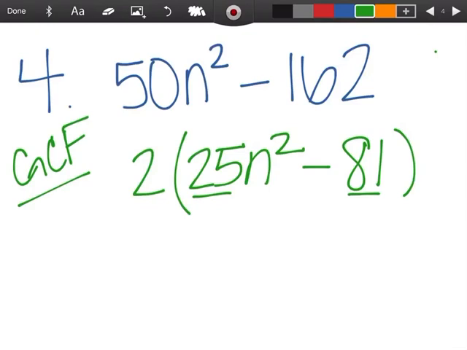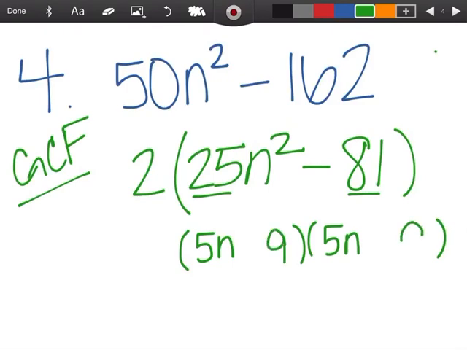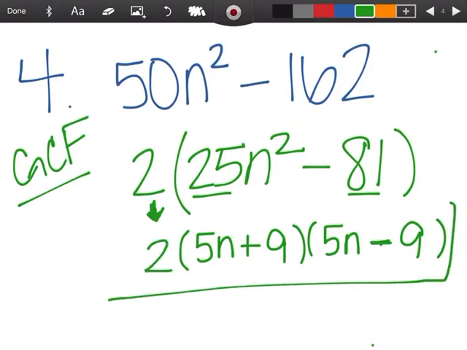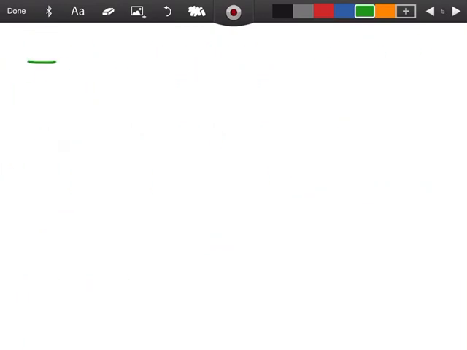Now these are both perfect squares. What did they square to get 25n squared? 5n, so 5n and 5n. And what did they square to get 81? 9. So 5n plus 9, 5n minus 9. And what you can't forget, you're going to lose points on your IXLs if you forget this step, is to put the 2 out front. So the whole final answer is 2 times 5n plus 9 times 5n minus 9.